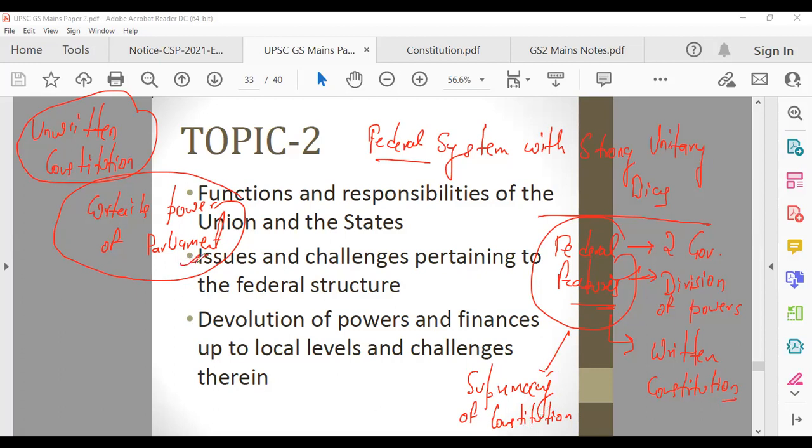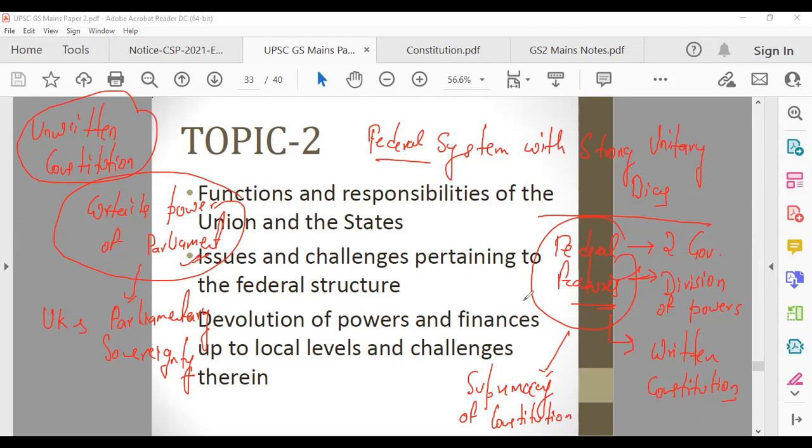Parliament can make any law which they want to. In the UK, parliamentary sovereignty is there, and there's no judicial review also, because they have an unwritten constitution. So the UK can make any law which they want to. So there is parliamentary supremacy, parliamentary sovereignty. In the UK, but in India, we have supremacy of the constitution, which is a federal feature.